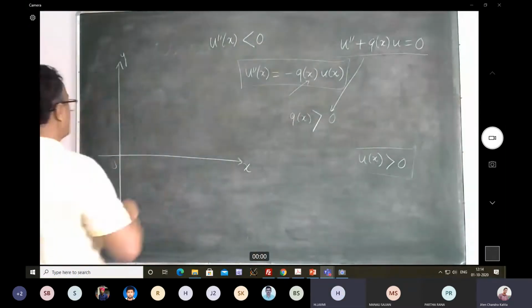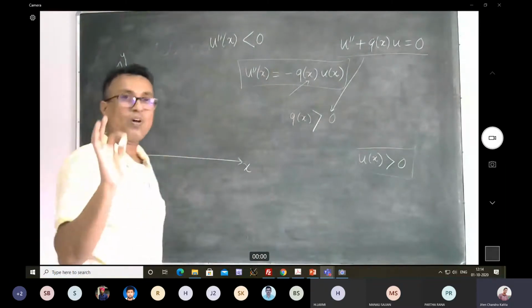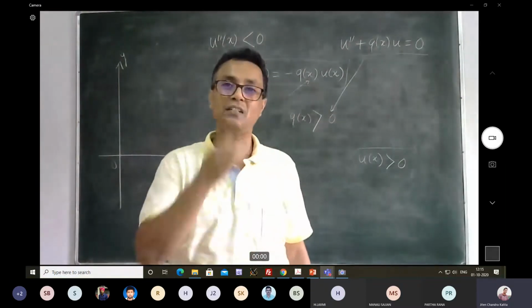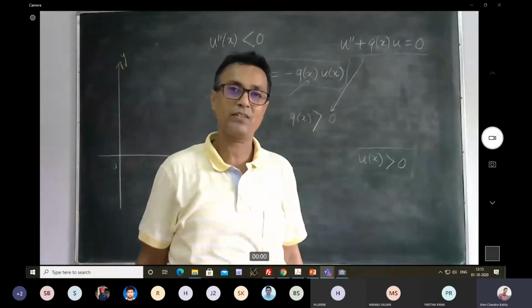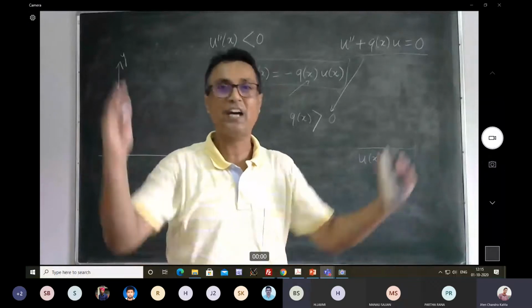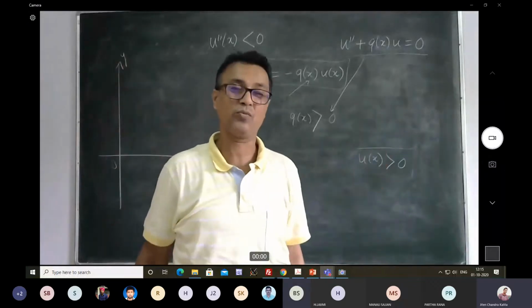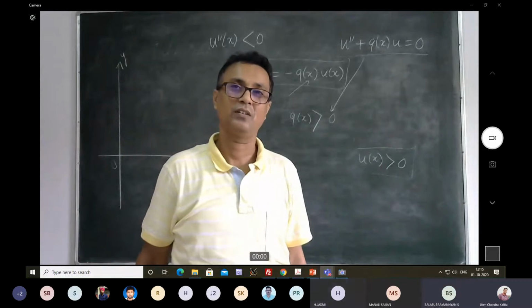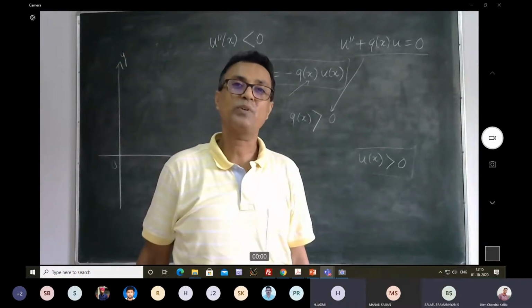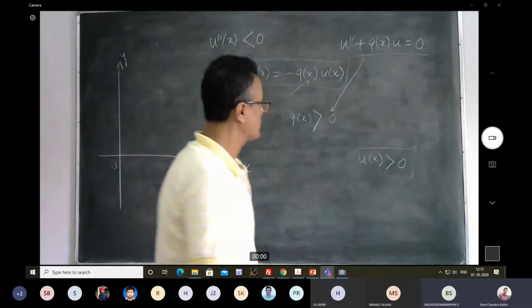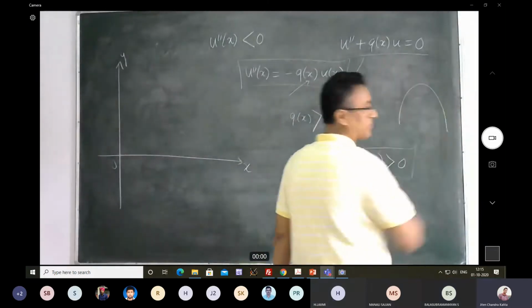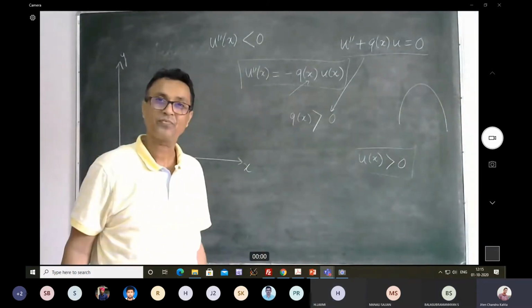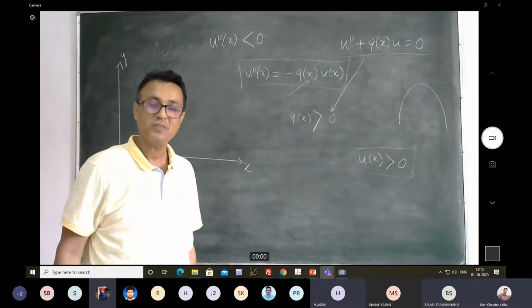Now, what is the geometric significance of that about the property of the curve u(x) in the neighborhood of that particular portion of x where we are considering the solution? It will be concave down. It is going to be concave downwards, right? So basically, I should get something like this. Is it okay? Yes, sir.